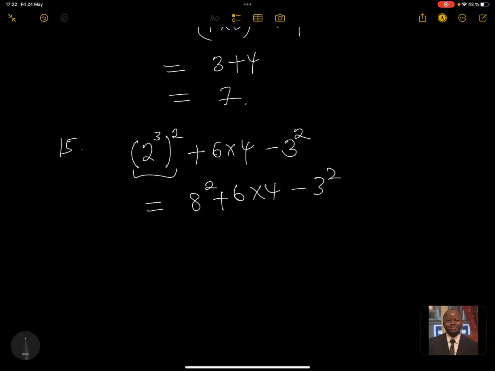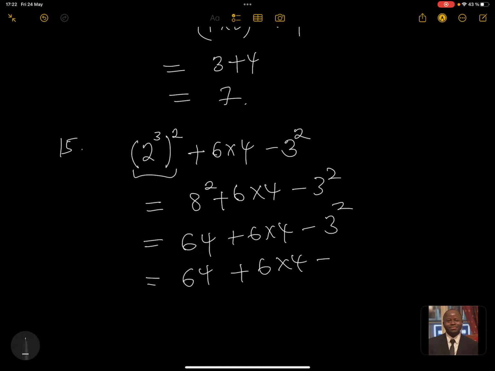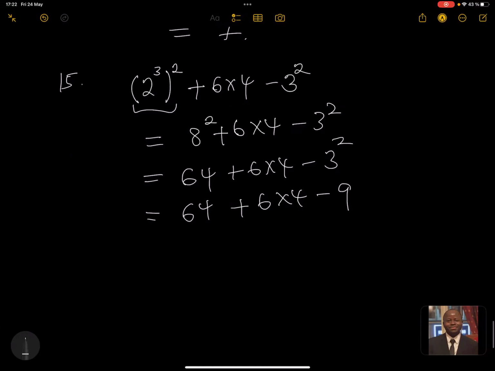Okay, so again, exponent we follow. 8 to the power 2 is 64. That is 8 times 8 plus 6 times 4 minus 3 squared. Oh, sorry, I also have an exponent down here, so I'm going to deal with that too. 64 plus 6 times 4. 3 squared is what? It is 9. Is that correct? Perfect.